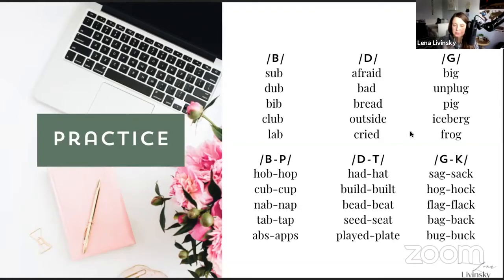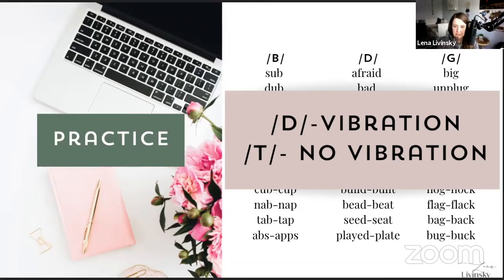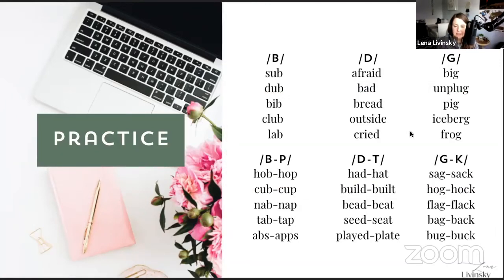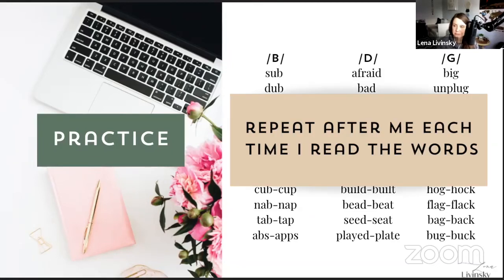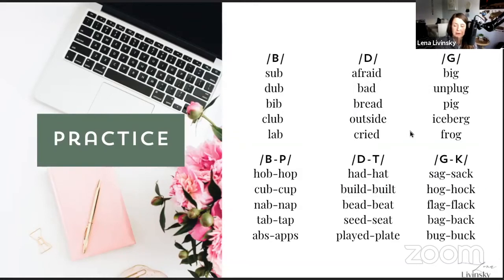Okay, so we're gonna do minimal pairs for D versus T, and the T is a sister sound of a D. D is voiced, T is unvoiced. Had, hat. Build, built. Bead, beat. Seed, seat. Played, plate. All right, make sure you're repeating after me because this is good practice for you. Let's go on to the g sound.